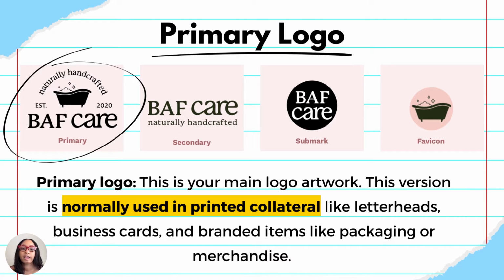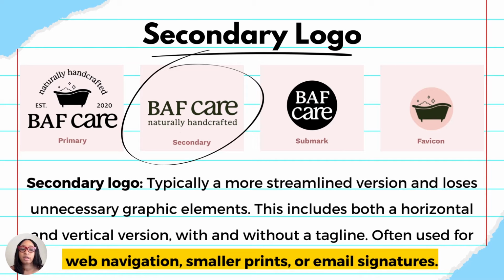So this week we created a primary logo. Your primary logo is your main logo artwork that is used for printed collateral, such as your letterheads, business cards, and other branded items like packaging and merchandise. Next, you have your secondary logo.